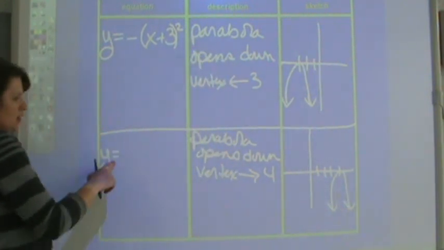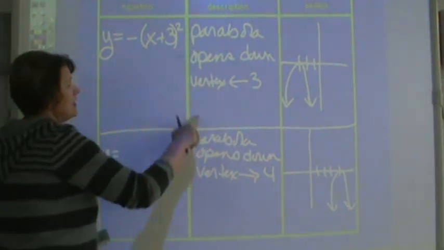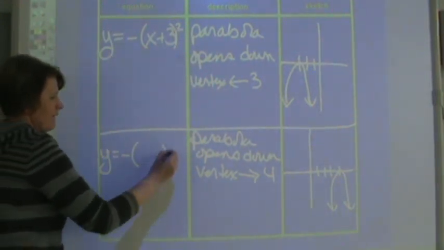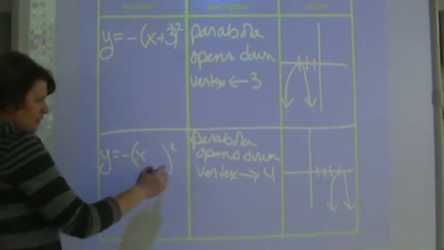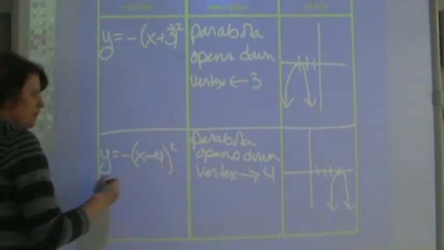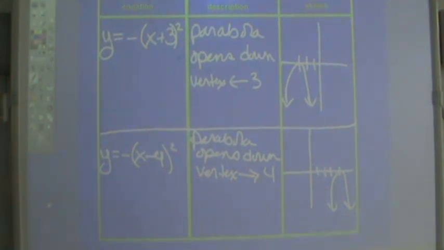All right, so our equation, a parabola has to be squared. Open downward has to have the negative out front. And if we want it to move to the right 4, that means it's going to be minus inside your parentheses.